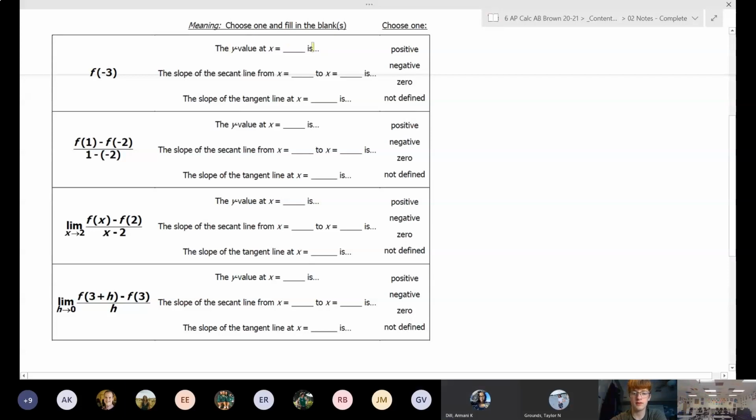And we'll come back and fill it in a second. This second one, I have f of 1 minus f of -2 all over 1 minus -2. Would you say that that's representing a y value, a secant line, or a tangent line? And how can you tell? The secant line. The clue that you know it's a secant is that it looks like the slope formula, change in y over the change in x. How do we know that the second one is representing a secant and not a tangent?